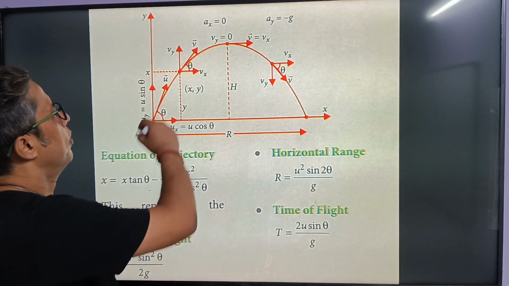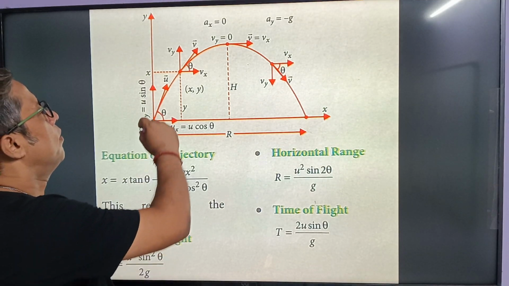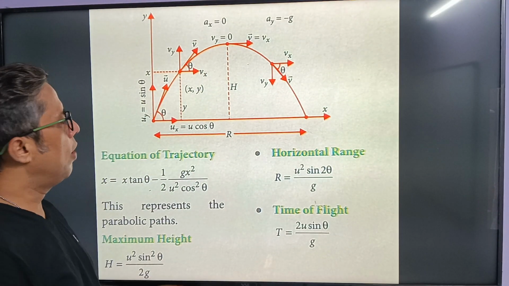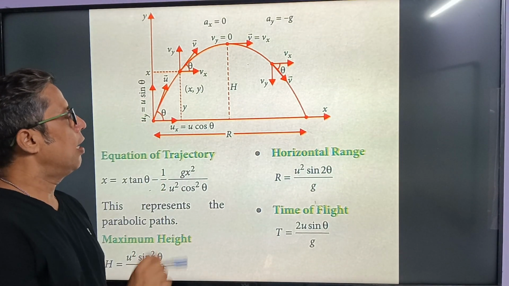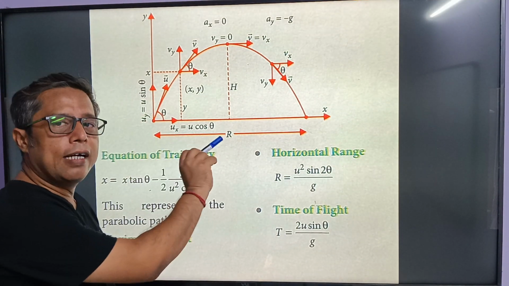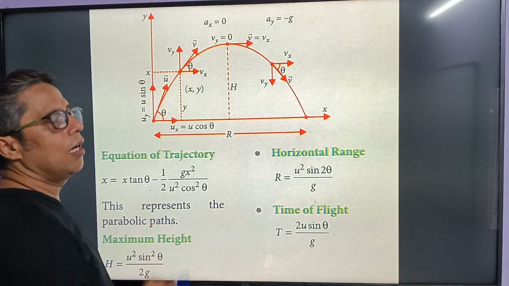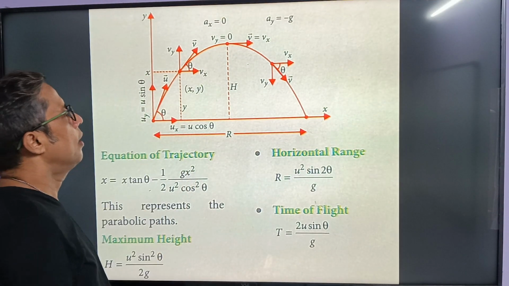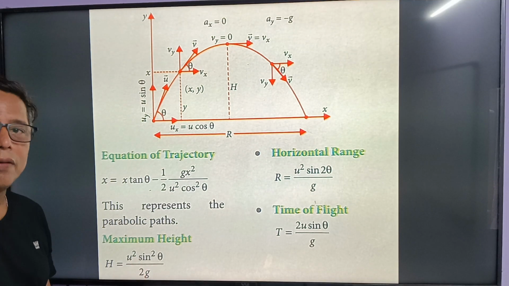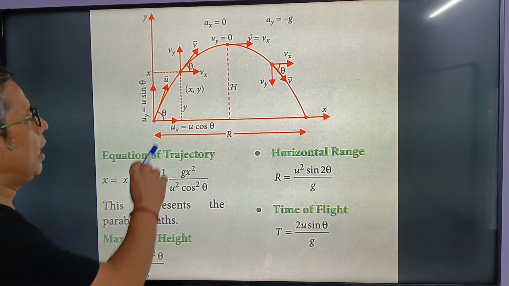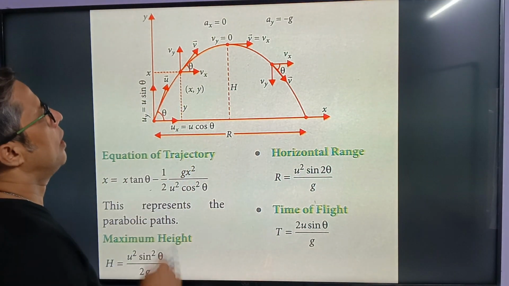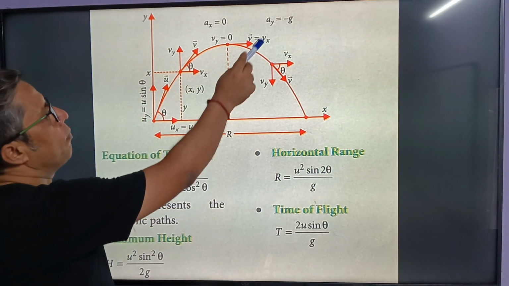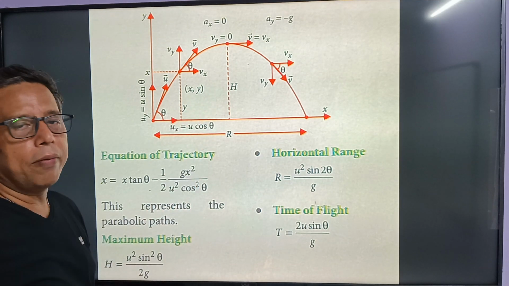Whenever you throw an object, it goes with a velocity u. So you have two components, ux and uy. ux is the horizontal component of the initial velocity, and uy is the vertical component of the initial velocity, right? And they do not interfere with each other. Next are ax and ay. So ay is minus g, meaning acceleration due to gravity.